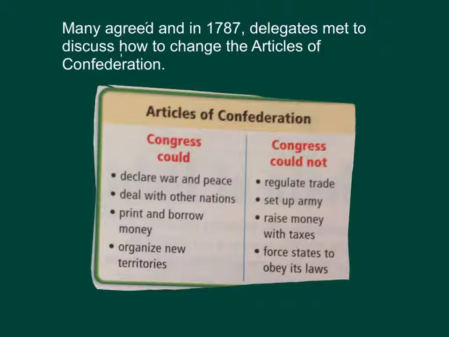In February 1787, Congress invited the states to send delegates to a meeting in Philadelphia to discuss how to change the Articles of Confederation. The failure of the Articles of Confederation caused many people to believe that they needed a stronger national government to solve the new nation's problems.